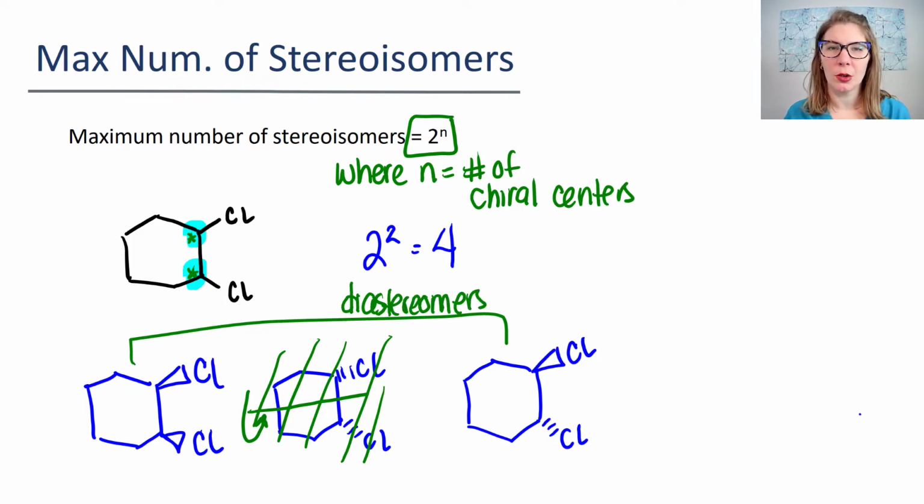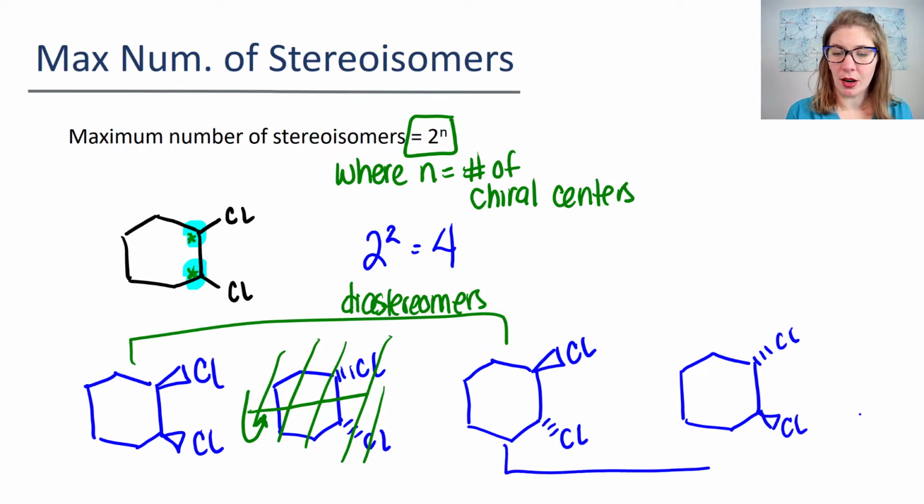Now that I've drawn one chlorine as wedge and one chlorine as dash, I can draw the enantiomer of this by imagining there's a mirror behind that molecule. So I'm going to take that chlorine that's wedge and turn it into dash. I'm going to take the chlorine that's dashed and turn it into wedge. And these 2 are enantiomers of each other.